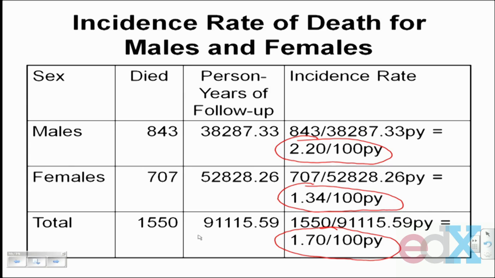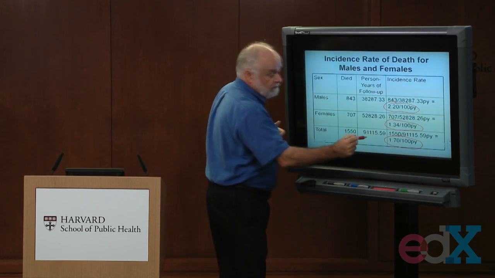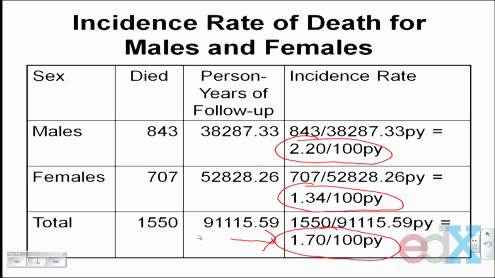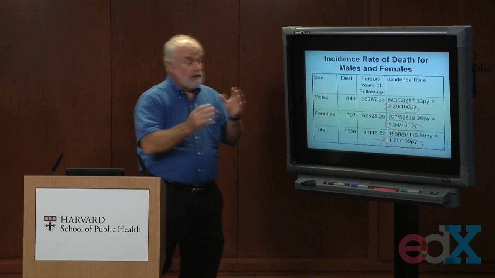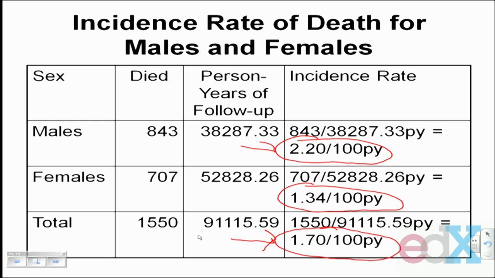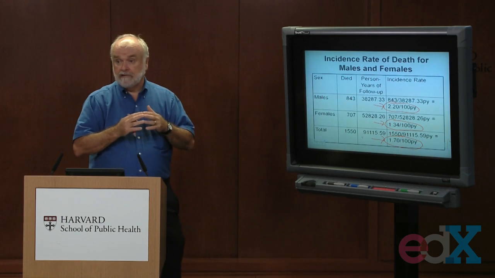And just like before, notice the incidence rate of death in the entire population, 1.7 deaths for every 100 person years of follow-up, falls between the incidence rate that men have, 2.2, and women have, 1.34 for every 100 person years of follow-up. Again, it's an average. We'll talk more about averages later.